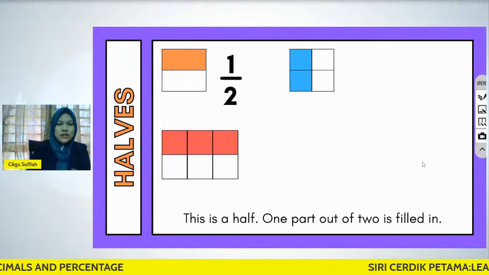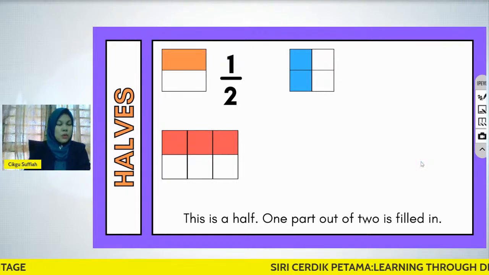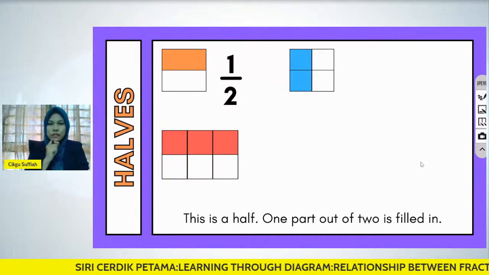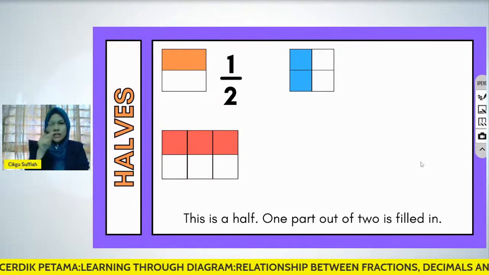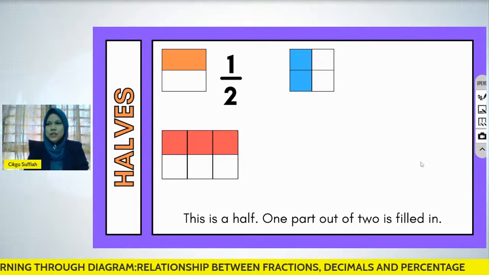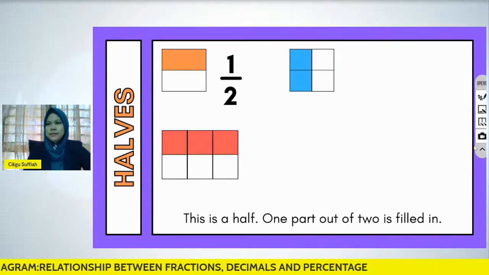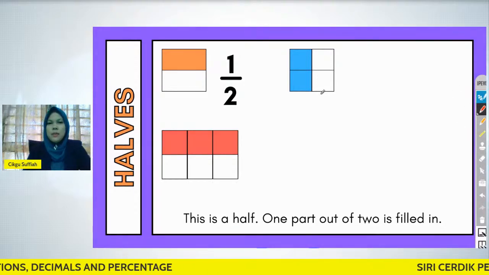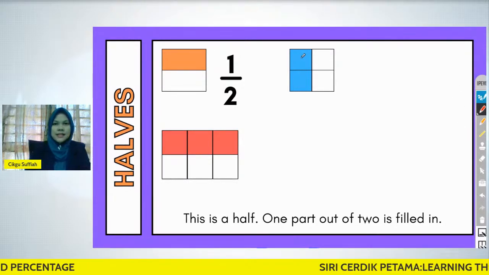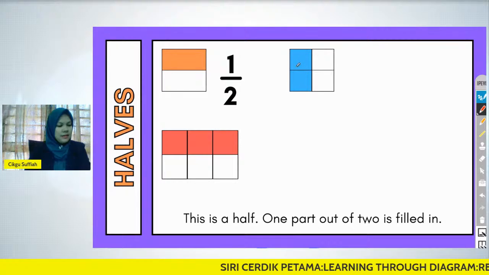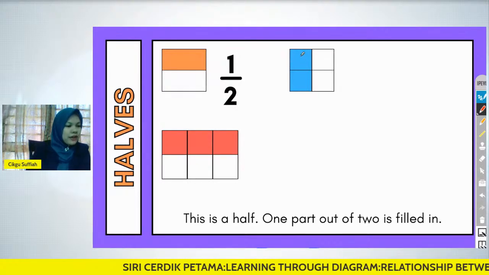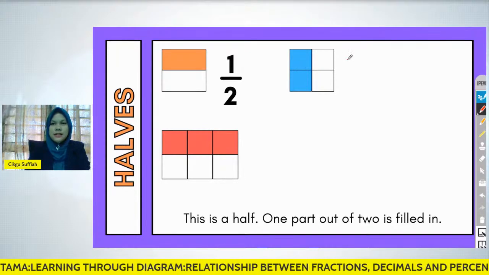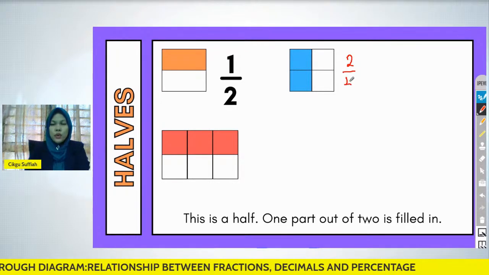Now, first, if you look at this, one orange color out of 2 equal parts is written as 1 over 2. But how about this color? Okay, what happened to my pen? Wait, let me take out my pen. You can see my pen move, right? These are 2 blue colored out of 4 equal parts.